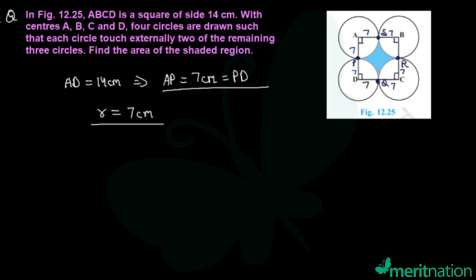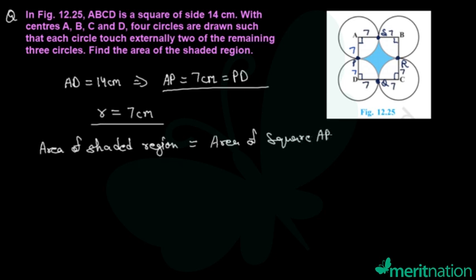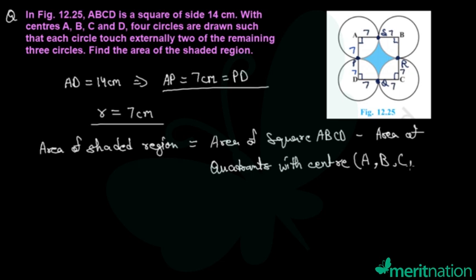Now let's come to the shaded area over here. What would be the area of the shaded region? If you look at this figure, the area of the shaded region I can write as the area of the square ABCD minus the area of the quadrants with centers A, B, C and D.